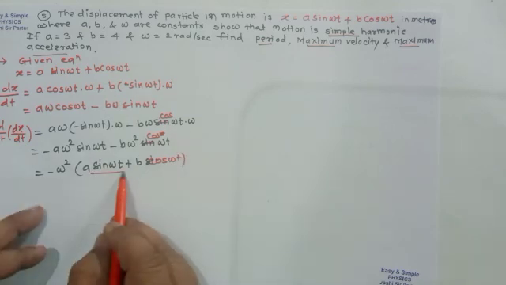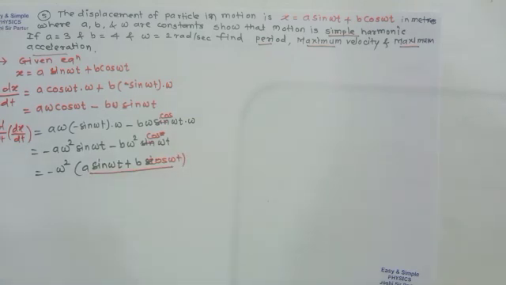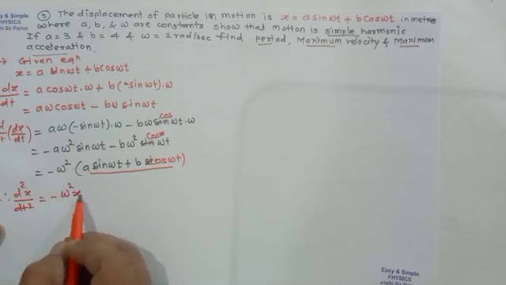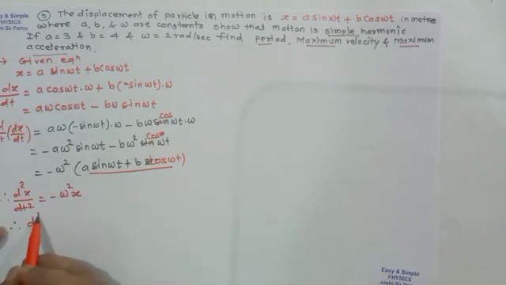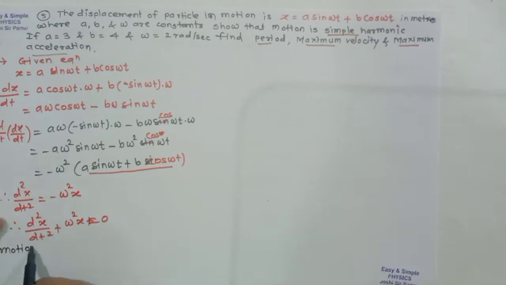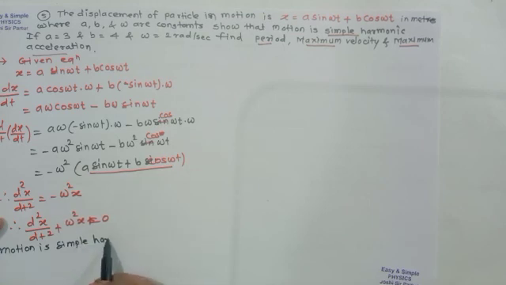So here a sin omega t plus b cos omega t will be x, and therefore d2x upon dt square will be minus omega square x. Therefore d2x upon dt square plus omega square x is equal to 0, which is the differential equation of simple harmonic motion. And so the motion is simple harmonic.